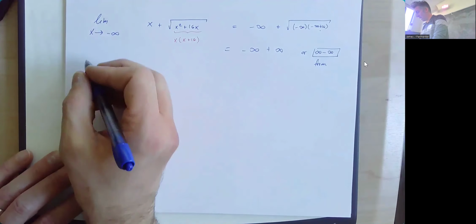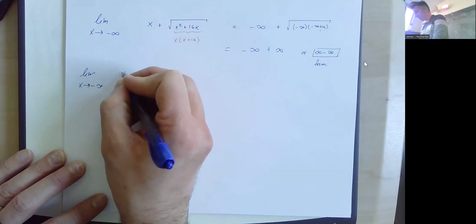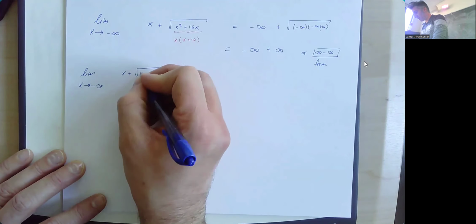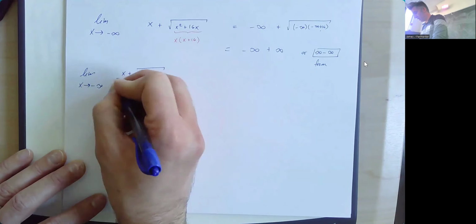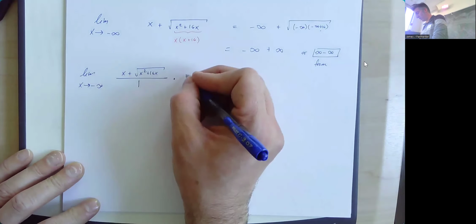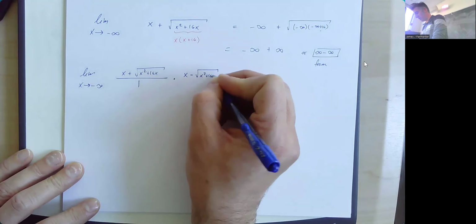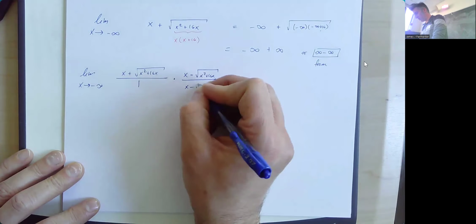So we're going to rewrite this as the limit as x goes to negative infinity of x plus the square root of x squared plus 16x, divided by 1, multiplied by the conjugate of that over the same thing. So x minus the square root of x squared plus 16x, divided by the same thing.